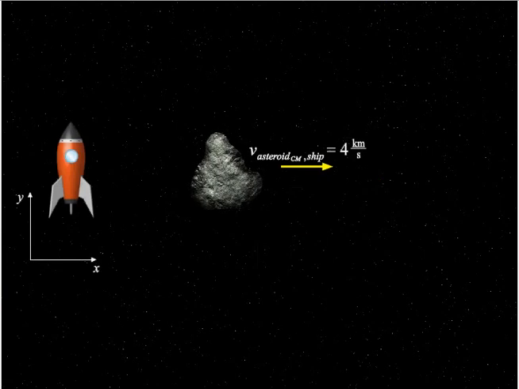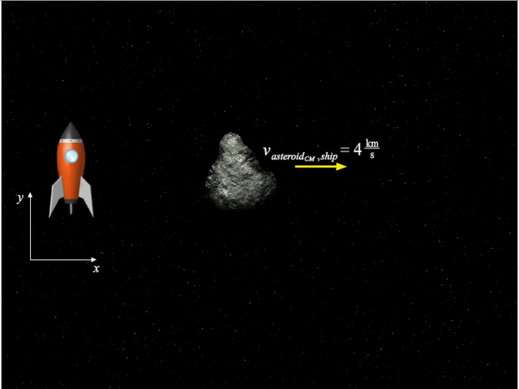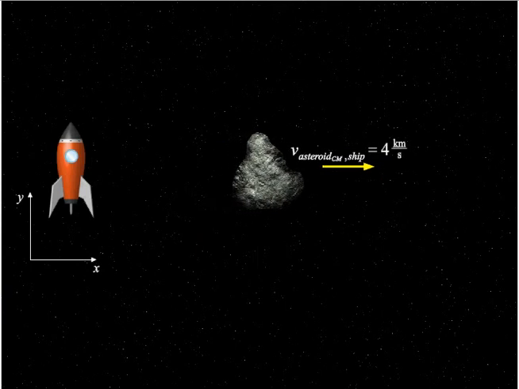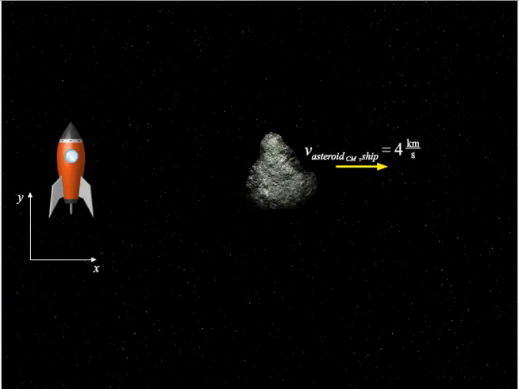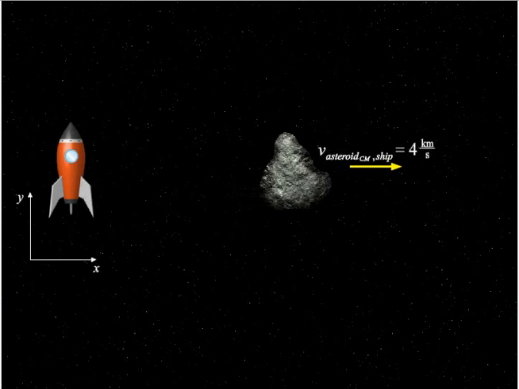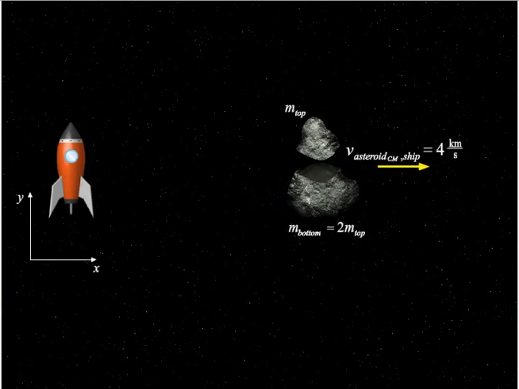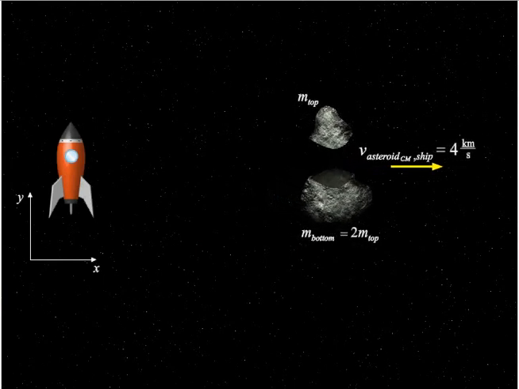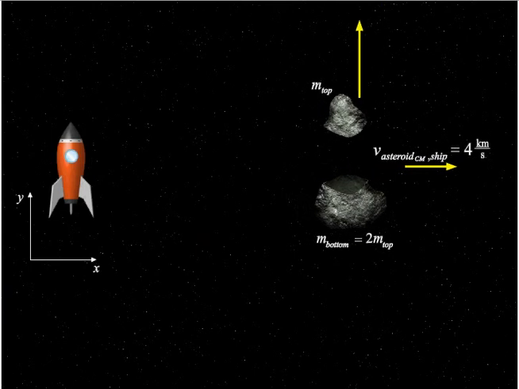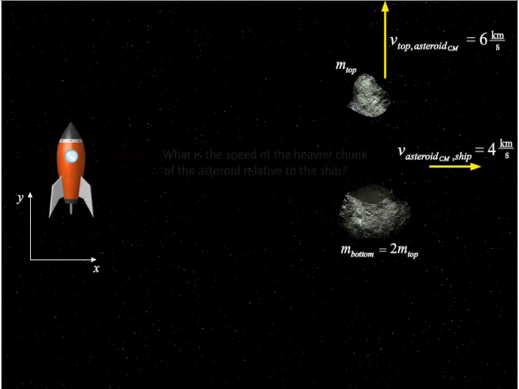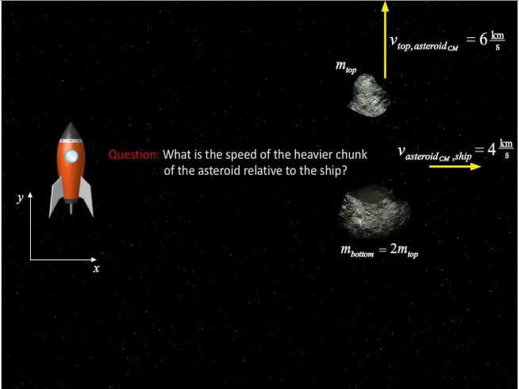Suppose an asteroid is moving with a constant velocity of 4 kilometers per second in the plus x direction as observed by a spaceship. An explosive device inside the asteroid suddenly blows it into two chunks, one having twice the mass of the other. In the reference frame of the asteroid, the lighter chunk moves in the plus y direction with a speed of 6 kilometers per second. What is the speed of the heavier chunk of the asteroid as measured by someone on the spaceship?